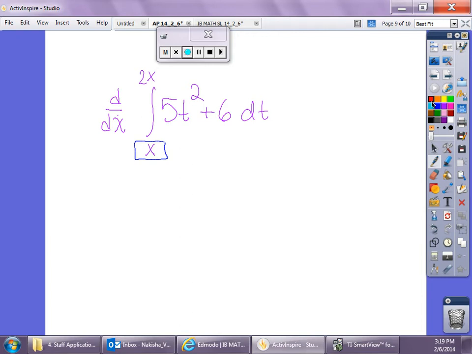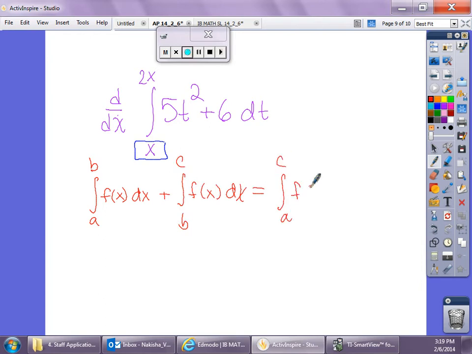We're going to use the rule that the integral from a to b of a function plus the integral from b to c of a function equals the integral from a to c of that function. So here's what you're going to do. You're going to pick any number. Doesn't matter what the number is. And you're going to break up this integral.